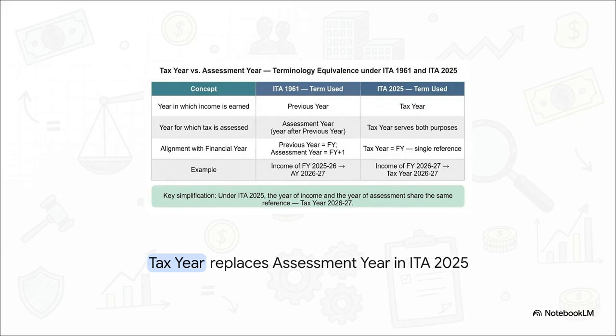Now, before we dive deeper into the mechanics of this, we really need to clarify a massive structural change. The old Income Tax Act of 1961 relied on those sometimes confusing, overlapping concepts of a previous year and an assessment year. Well, the ITA 2025 completely simplifies this. We now have a single, unified tax year. The year you earn the income and the year it's assessed share the exact same reference. So if your financial year is 2026 to 2027, your tax year is simply 2026 to 2027. It's a huge relief for compliance.